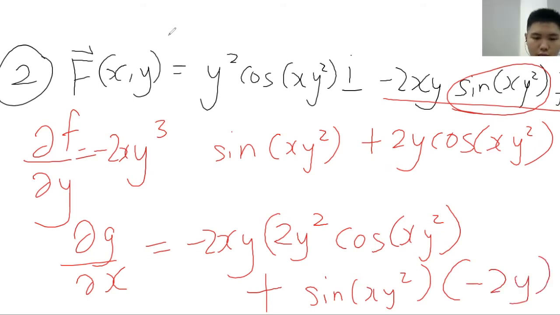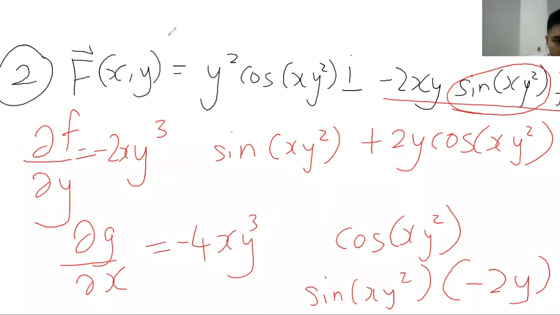Then we're gonna make it nicely. 2 times 2 is 4. Y times y squared is y cubed. Okay. Alright, so I make this in front here. Negative 2y sine xy squared.